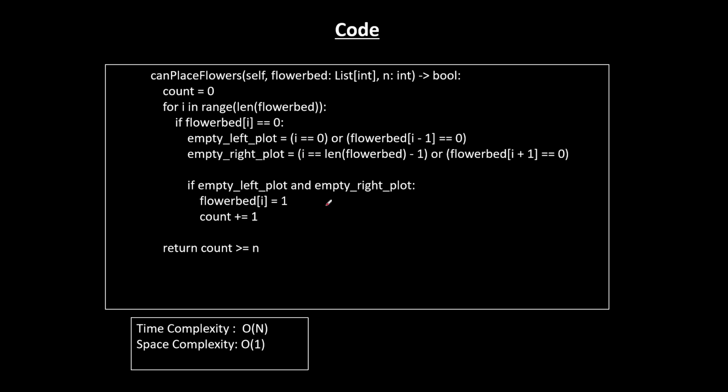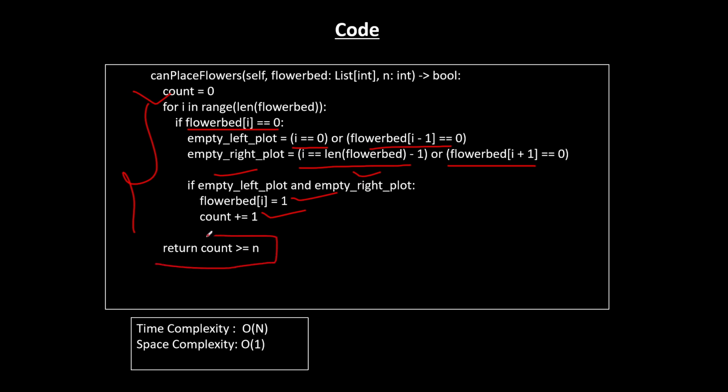Now let's understand the code. The code is exactly the replica of the approach explained here. We declare a count variable. We loop through the flower bed. If the flower bed of I is 0, which means we have a chance to insert a 1 there, we're going to check if it is the last index or if I minus 1 is 0. Similarly, if it is the right side last index or I plus 1 is 0. If both are true, then we're going to make it 1 and increase the count by 1. And it will return whether the count is greater than or equal to n.